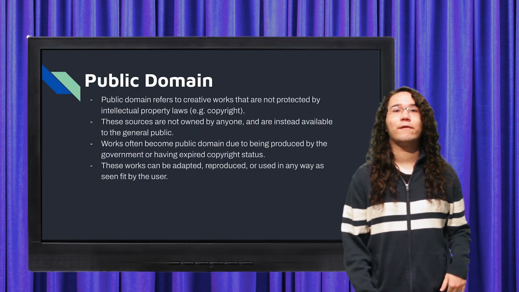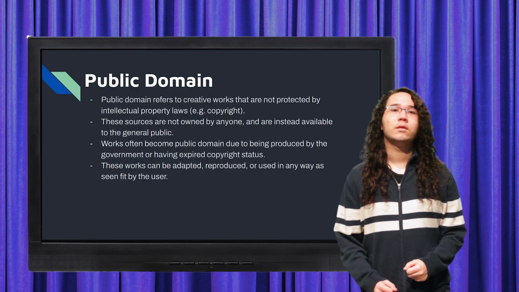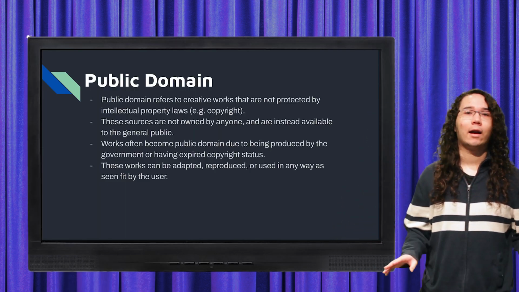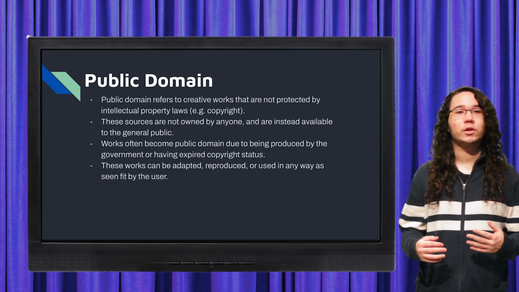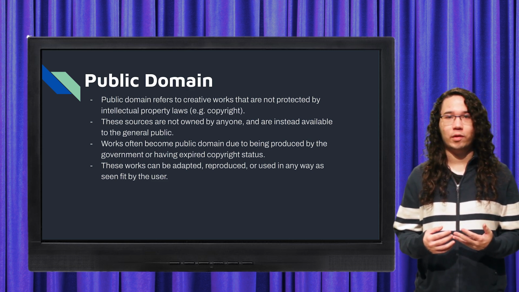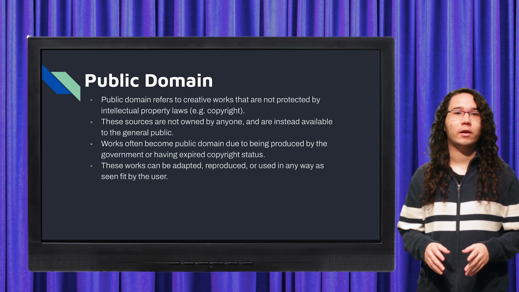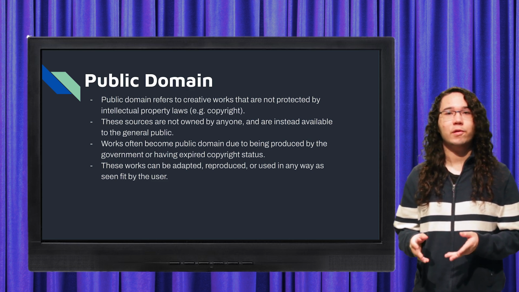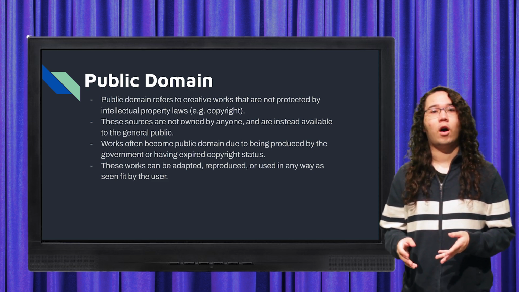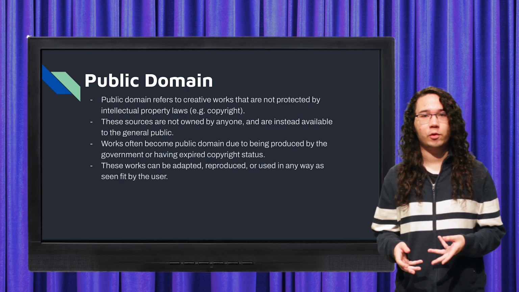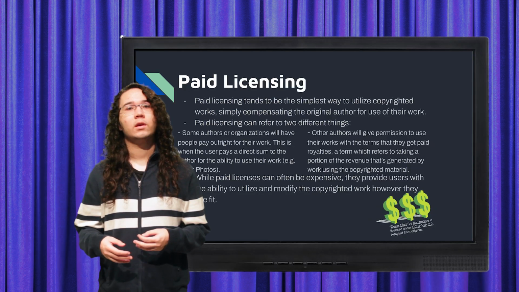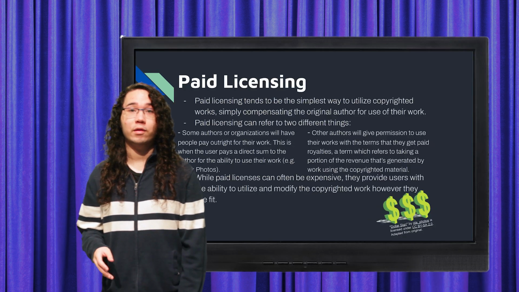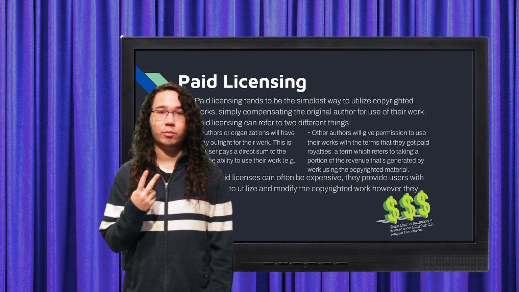The public domain is by far the simplest way to use other works. This category encompasses resources that are entirely free to use and modify. These works are usually either produced by the government or have existed long enough that their copyright protection has expired. The issue with using public domain resources, however, is that they're often hard to come by and aren't always useful for a specific subject. In order to utilize works that are more specialized, there are two types of licenses that allow the use of protected works.